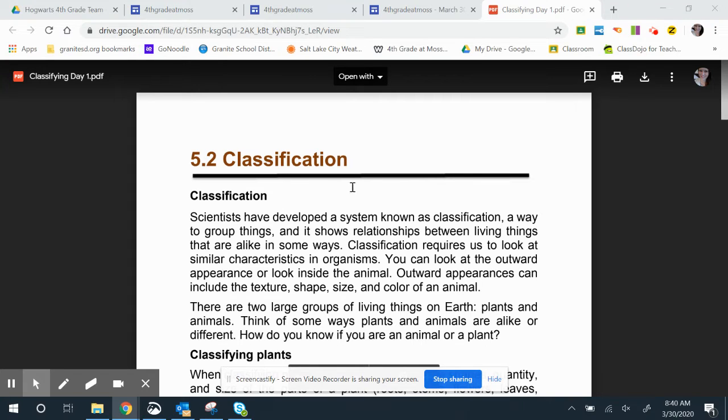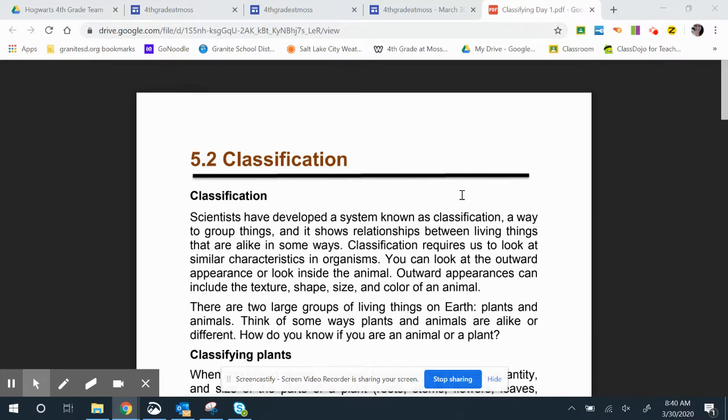Hi, boys and girls. Today we're going to be doing 5.2 classification, which is learning about how scientists will classify plants and animals so that they can help identify them.